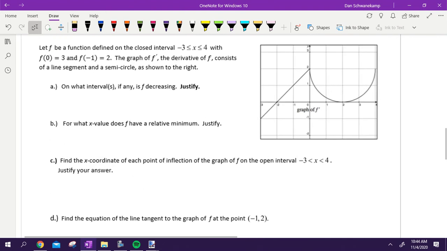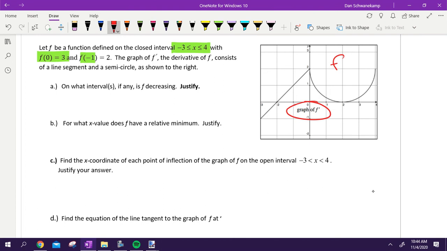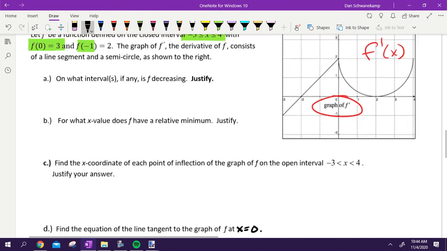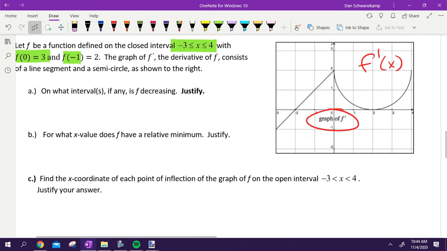Flip it over here. Let's do it again. Let f be a function on the closed interval from negative 3 to 4. And then they told me some ordered pairs. The graph of f prime. All right, cool. It's a graph of f prime. I'm going to circle it. I'm going to write f prime of x again so I don't screw it up. On what interval, if any, is f decreasing? Justify. So again, that phrase justify means explain.